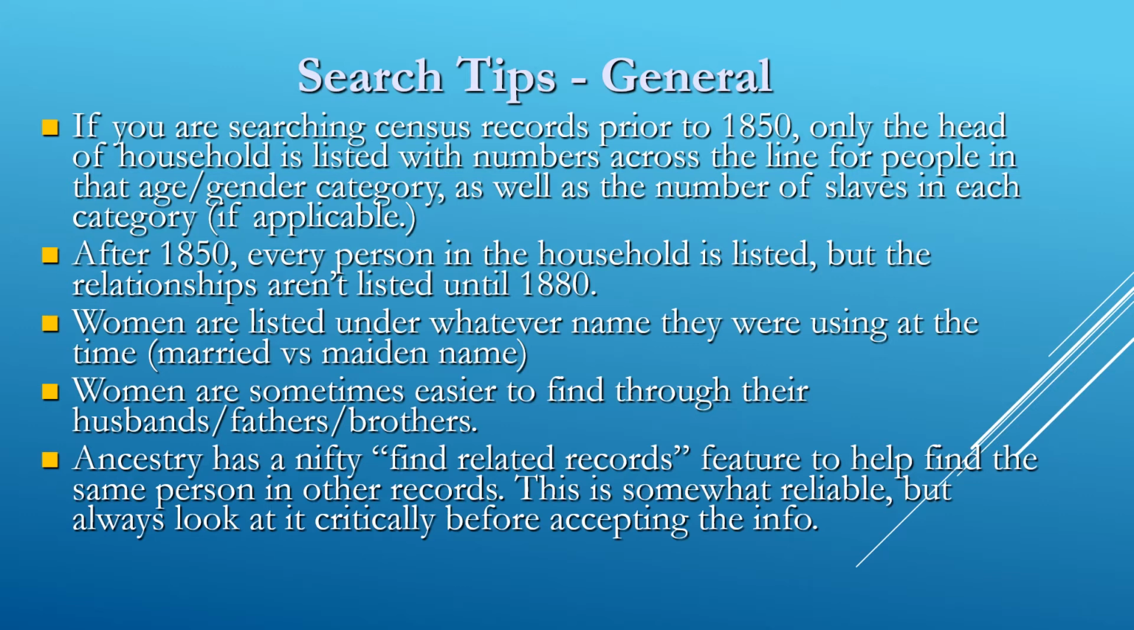Ancestry has a nifty Find Related Records feature to help find the same person in other records. It's somewhat reliable. It's on the right-hand side of the screen, but always look at it critically before accepting that information because sometimes it's not right.